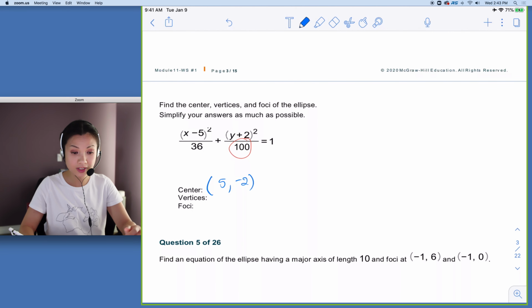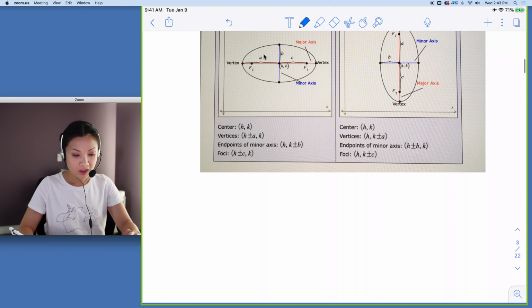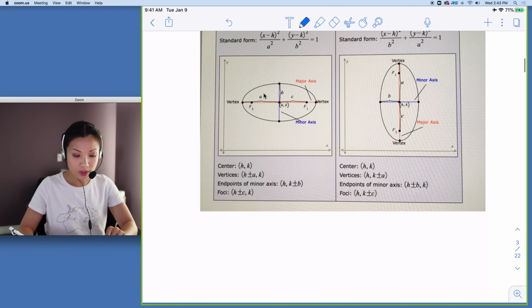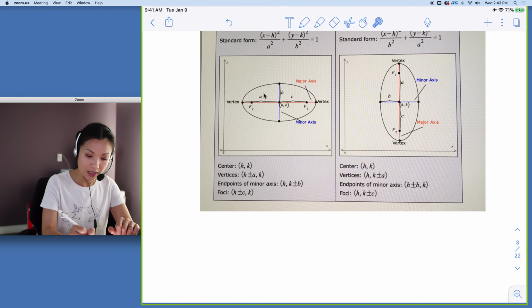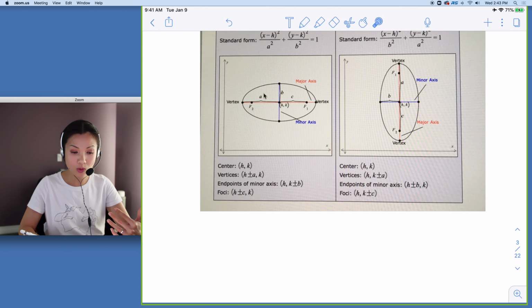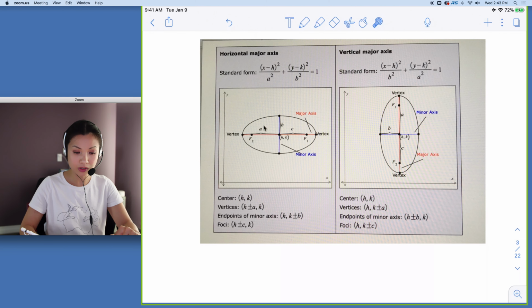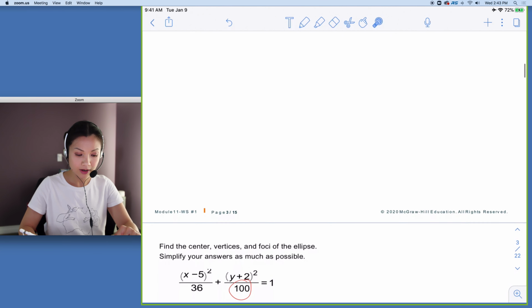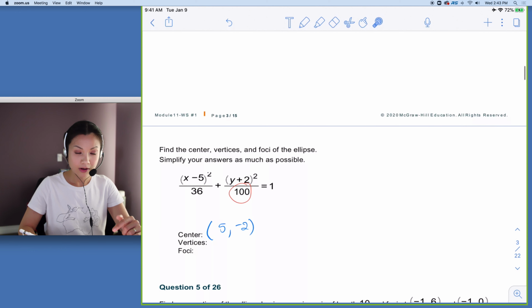How do we find the vertices? So you see right here, for vertices, we either have h plus and minus a or k plus and minus a. So how do we know if we have vertical or horizontal? Based on the equation, you can see that we have 100 for y, right? So we do have a vertical major axis.